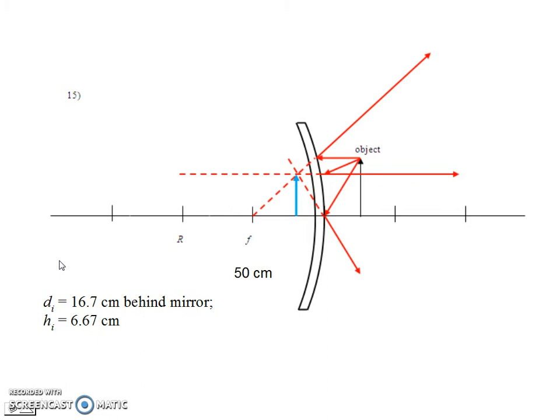So that's up to you to remember that converging devices have positive focal lengths, diverging devices have negative focal lengths. Let's check our numbers here. It says 16.7, the focal length is 50. Does it look like it's about 16.7, about a third of the way? Yeah, it kind of does.